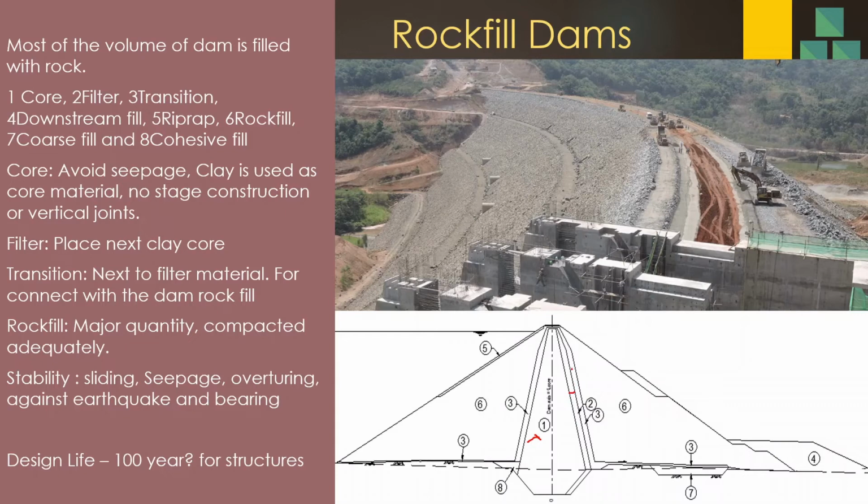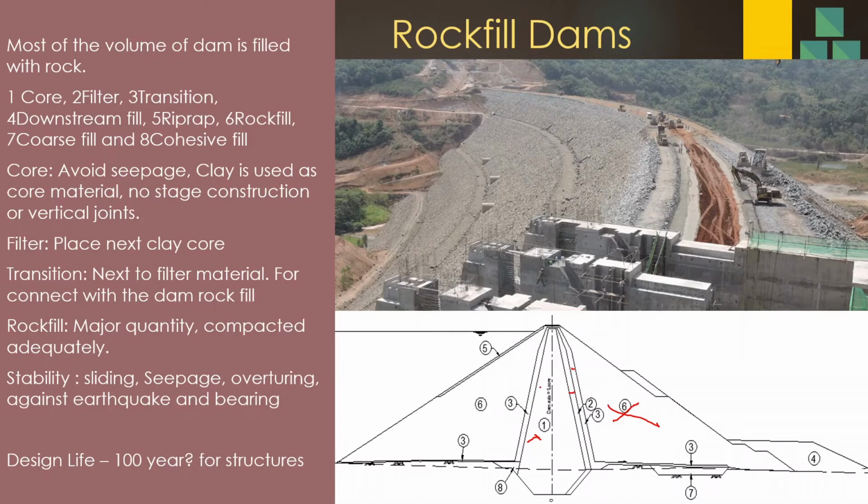Then you have a transition material. What's the transition? The dam is filled with rock. You can see here this part is filled with rock. The filter is a very fine material. You cannot directly connect the filter with the rockfill because it will damage the clay core and the filter as well. You cannot maintain the clay core and filter shape as it is. Therefore, you have to transition from the smaller particles to larger particles. You need the transition, therefore we use transition here downstream.